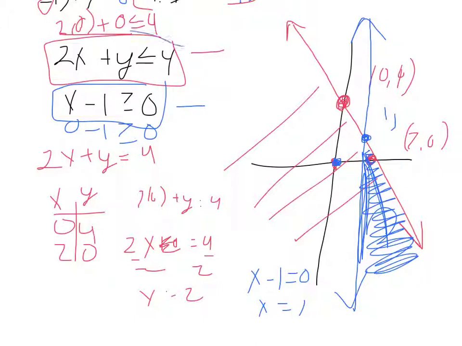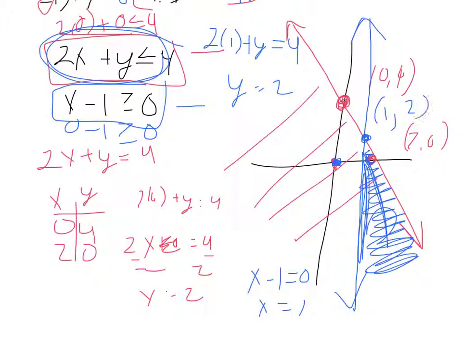So by plugging that into this equation right here, 2 times 1 plus y equals 4. Subtract 2, we get y equals 2. So this is the ordered pair (1, 2). That's the vertex. And this piece right there, that is the solution set that we're looking for.